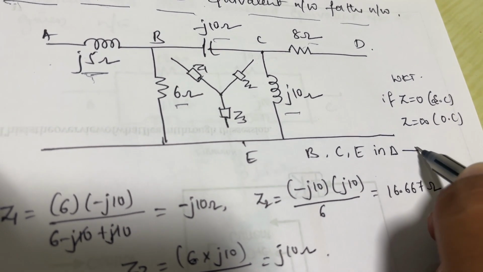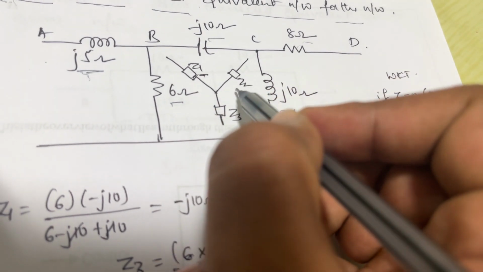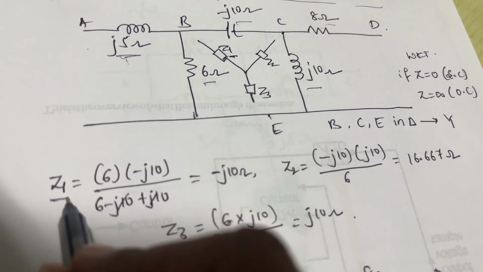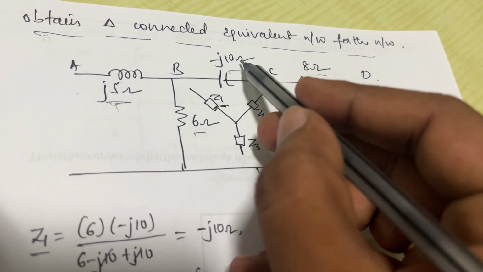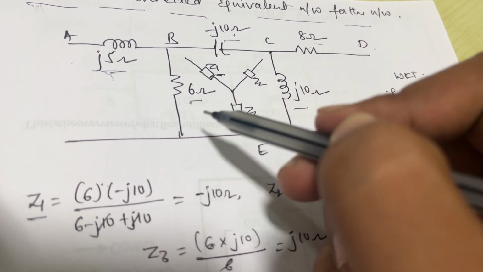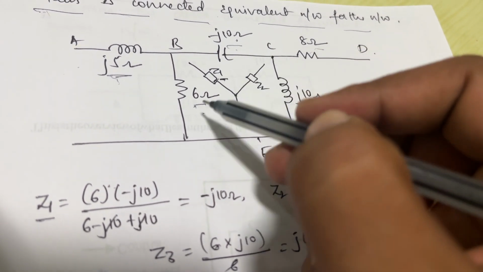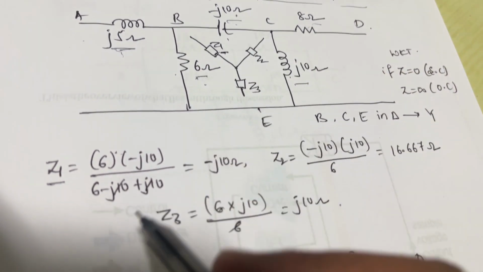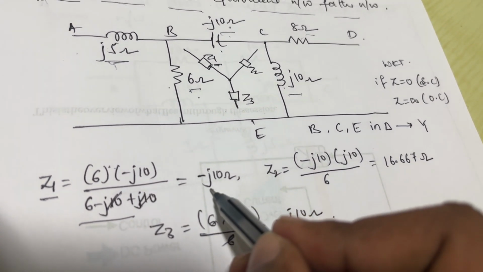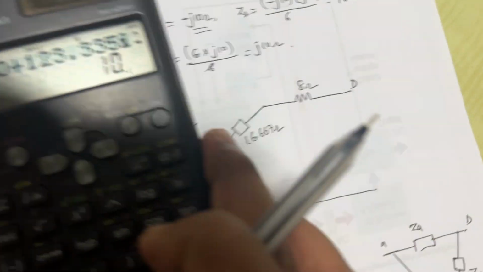Convert the BCD in delta to star, that is 6, minus j10, j10, replaced by Z1, Z2, Z3. How do you write Z1? Z1 is given by minus j10 into 6 divided by the sum of these, that is 6 into minus j10 divided by 6 minus j10 plus j10. Minus j plus j will get cancelled. Just check in your calculator, you will get minus j10. Keep your calculator in complex mode.